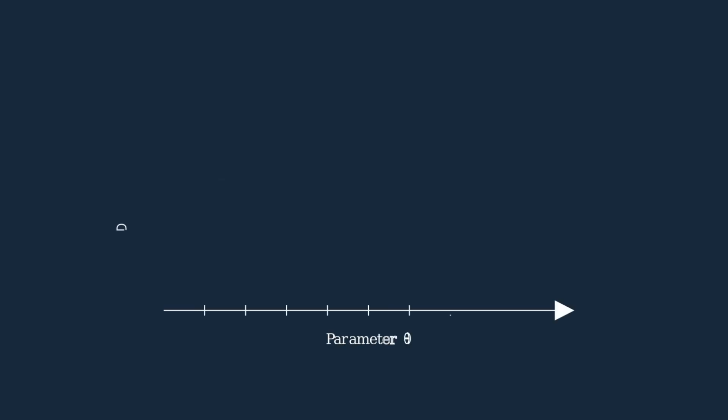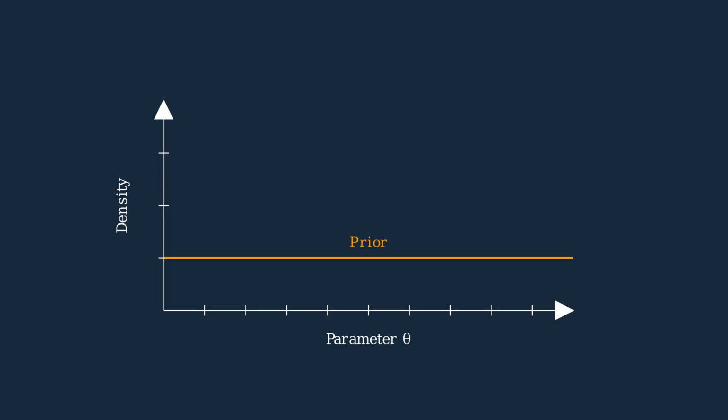Let's visualize how our beliefs about a parameter theta are updated through Bayesian inference. We start with a prior distribution, representing our initial belief about the parameter. Here, we have a uniform prior, meaning we assign equal probability to all values. As we collect data, we calculate the likelihood function, which tells us how probable our observed data would be for different values of theta. The posterior distribution is formed by combining the prior with the likelihood.